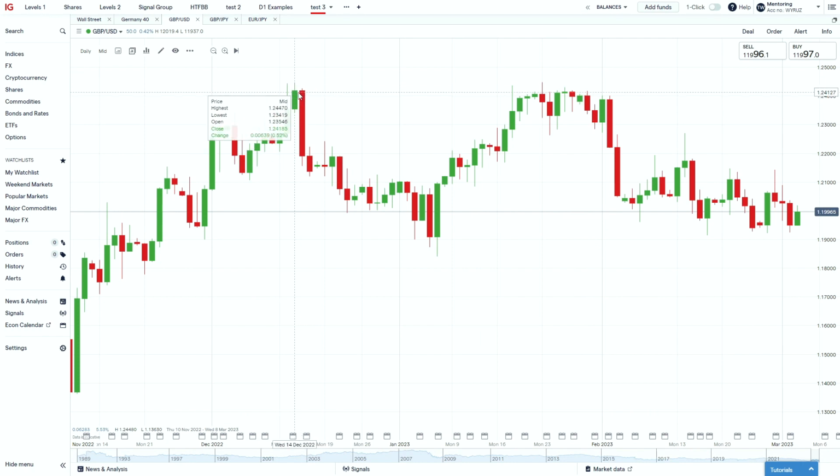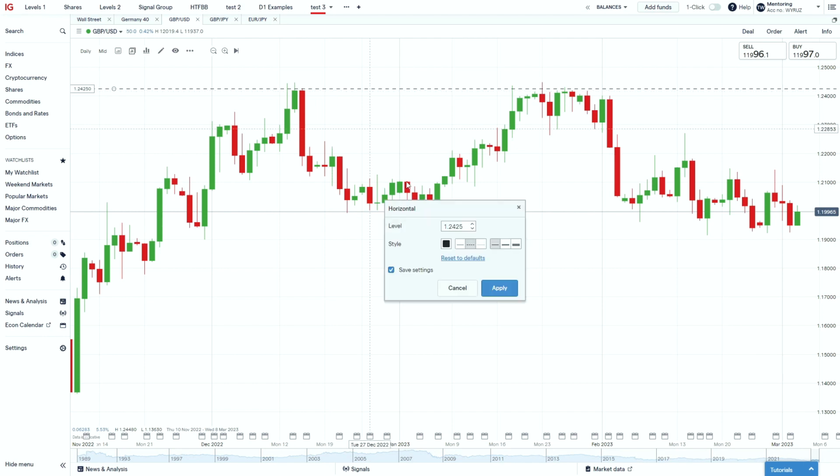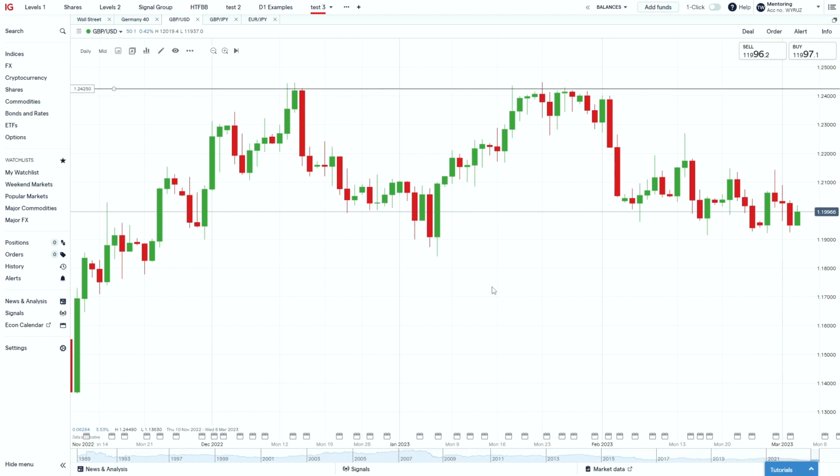So let's say we've got this recent high here from December. I'm just going to put that as a horizontal line. Again, not doing any extreme analysis here, so take it with a grain of salt in terms of the strategy rules because this is just very generic.